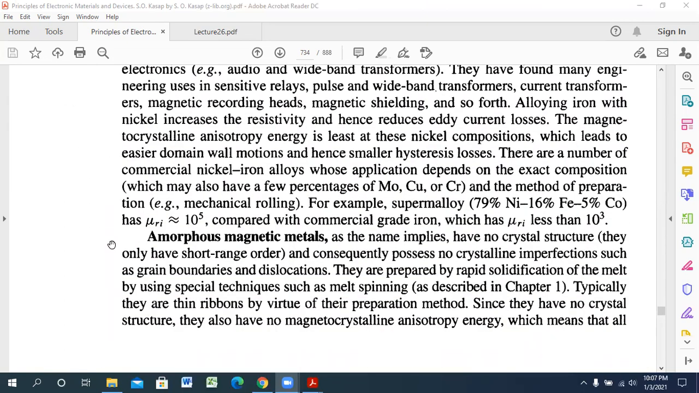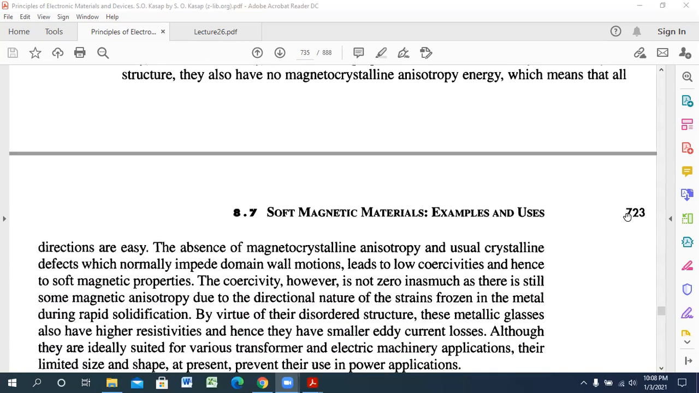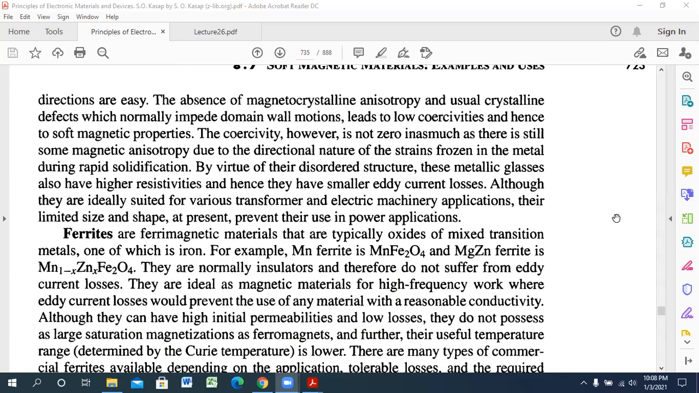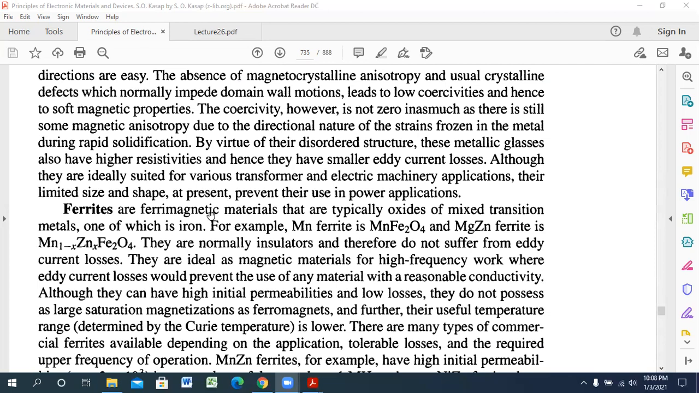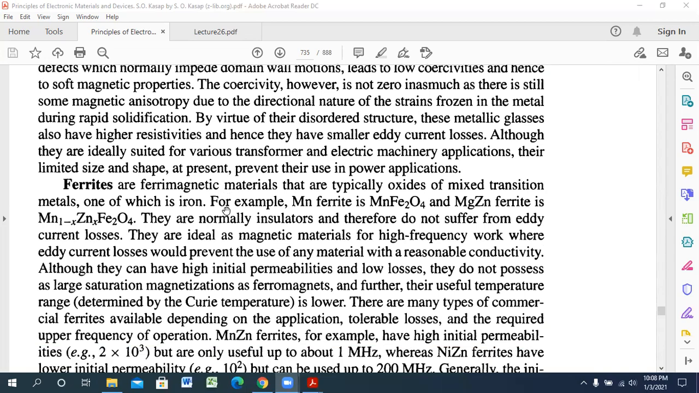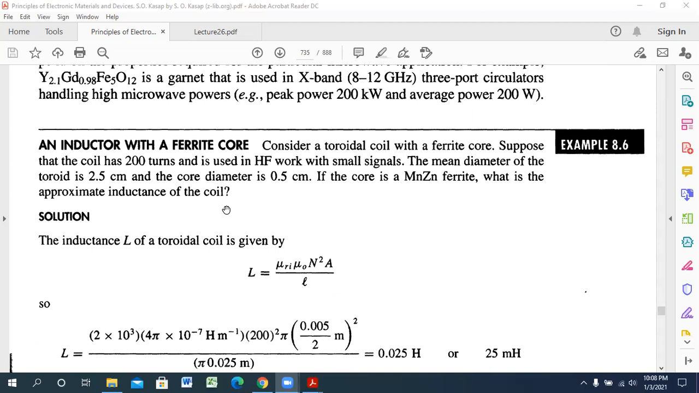Next one will be the amorphous magnetic materials. In this case, you will find some combinations of metals. If you look, nickel will be 79%, iron will be 16% and 5% cobalt. Now, one very important thing is the ferrite magnetic materials. Ferrite magnetic materials are basically used in high frequency applications. Okay. Now, try to solve example number 8.6.